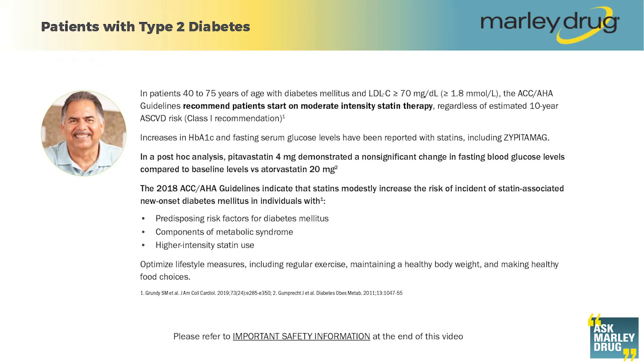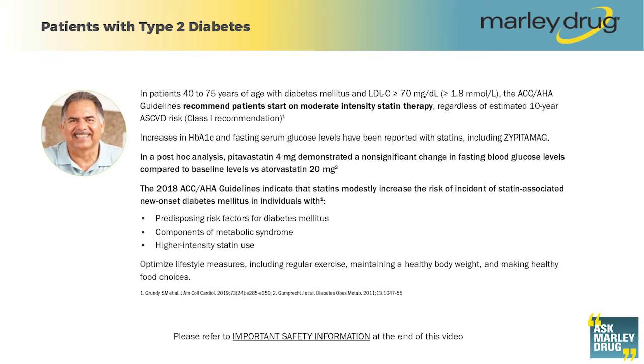In a post-hoc analysis of a randomized, double-blind, active-controlled, multinational non-inferiority study that compared the long-term efficacy and safety of pitavastatin with atorvastatin in patients with type 2 diabetes and combined mixed dyslipidemia, pitavastatin 4 mg demonstrated a non-significant change in fasting blood glucose levels compared to baseline versus atorvastatin 20 mg. The study concluded that reductions in LDL-C and changes in other lipids were not significantly different in patients treated with pitavastatin 4 mg or atorvastatin 20 or 40 mg. However, pitavastatin may have a more favorable effect on the glycemic status.